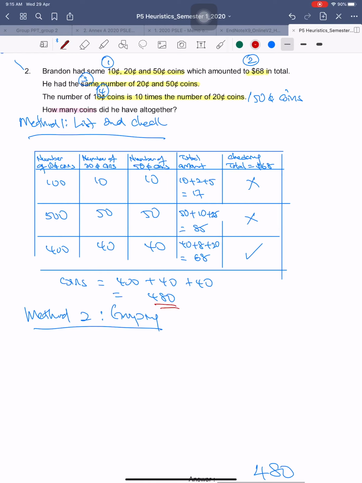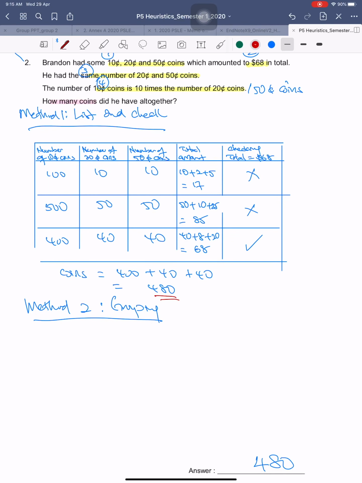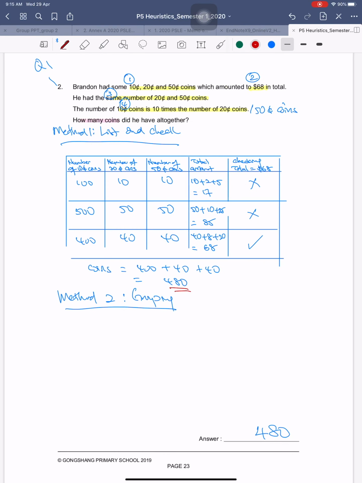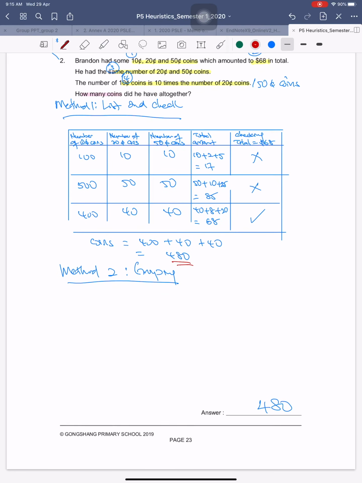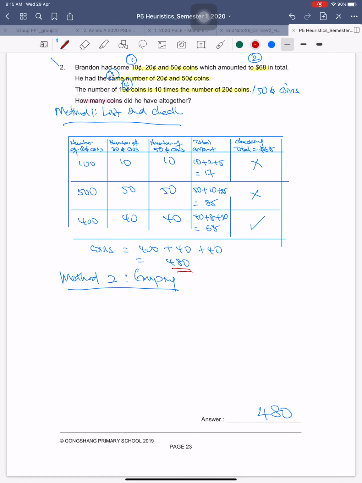Right, so that is my answer to the question, 480. Okay, now let's try the grouping method. For the grouping method, again I will let one group be... I want to know how many coins, so the number of coins in one group.